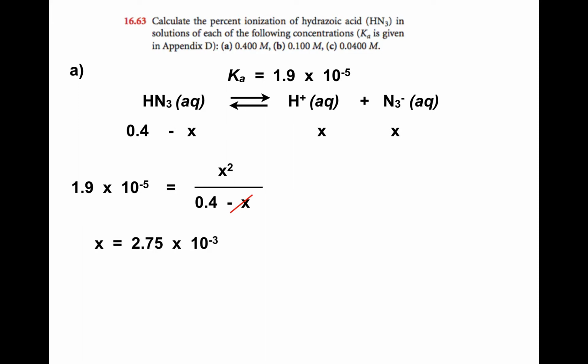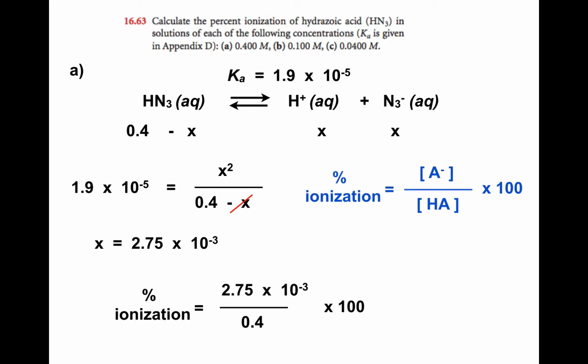X is the conjugate base concentration. When I'm dealing with percent ionization, I compare that conjugate base concentration to the original concentration of the acid, right? Multiply by 100 to get a percentage. So with this high concentration, I get a percent ionization of 0.11%.